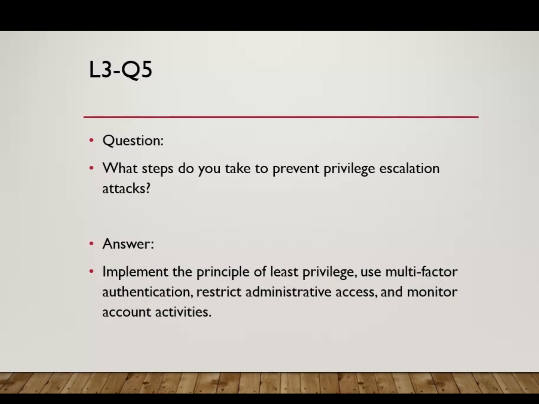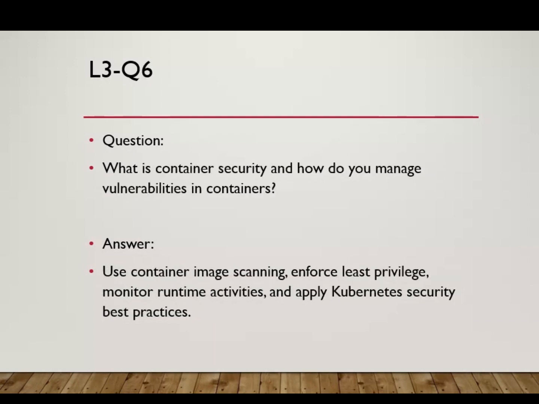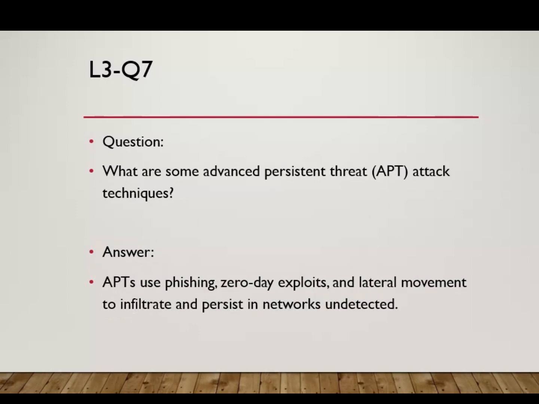What steps do you take to prevent privilege escalation attacks? We can implement the principle of least privilege, use multi-factor authentication, restrict administrative access, and monitor account activities. What is container security and how do you manage vulnerabilities in containers? Use container image scanning, enforce least privilege, monitor runtime activities, and apply Kubernetes security best practices. What are some advanced persistent threat (APT) attack techniques? APTs use phishing, zero-day exploits, and lateral movement to infiltrate and persist in networks undetected.